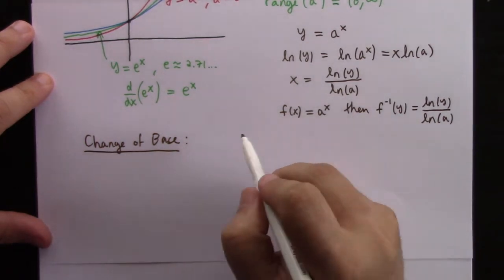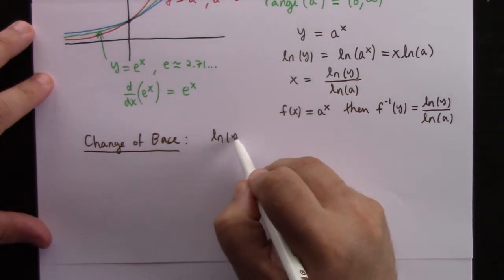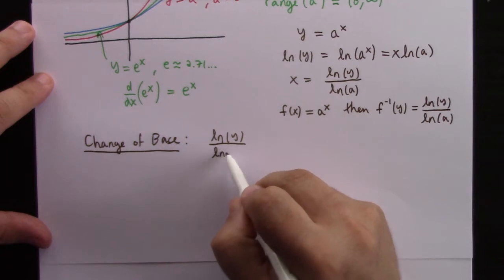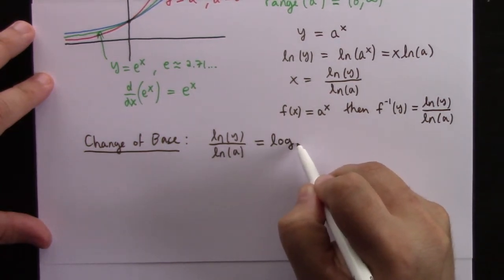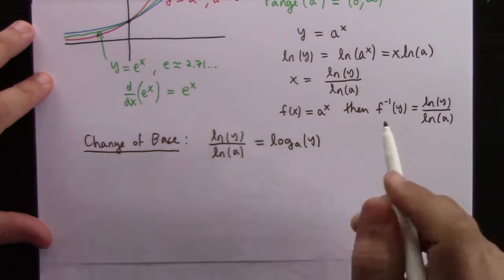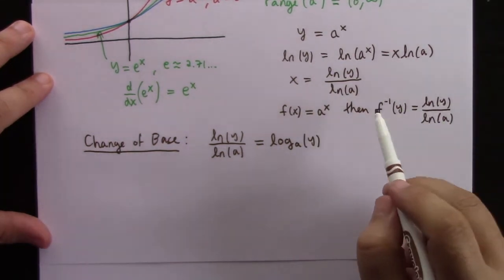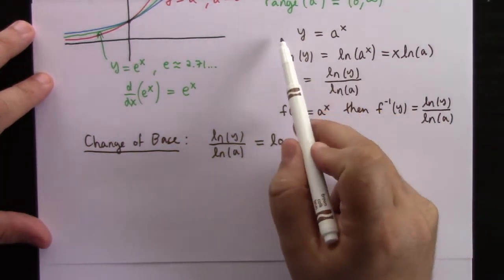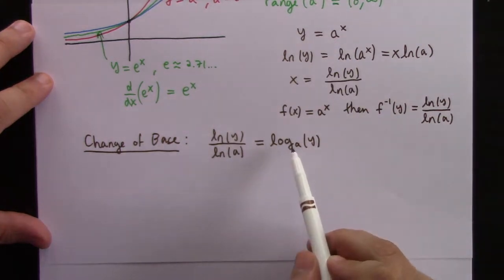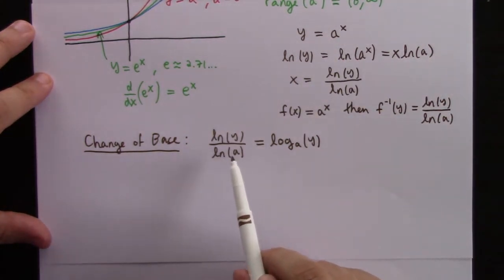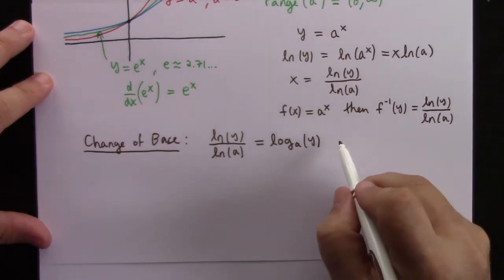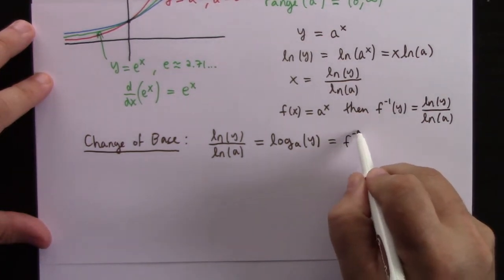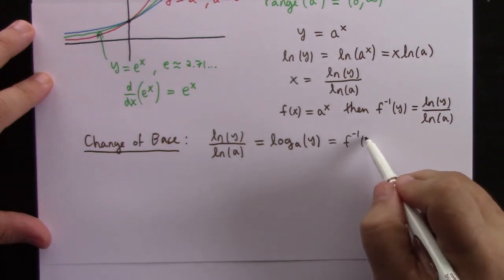The formula for logarithms is the natural log of y over the natural log of a, which can also be understood as log base a of y. Of course, you can also think of this in one step. We start with y equals a to the x, take the log base a of both sides, and we get x equals log base a of y. So there you have it, another way to look at the formula: f inverse of y is log base a of y.